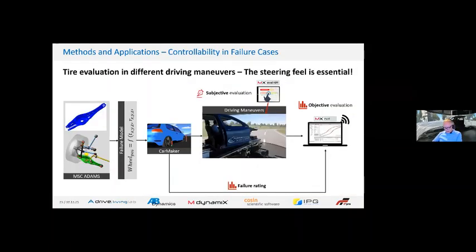Another interesting use case is the controllability in failure case. I would say this is cooperation with Volkswagen, I can say, because we have done 2 publications for that. They always have the question, even if a certain part fails, does the driver recognize that? And is the car controllable? And this is difficult to test under real conditions. On one hand, it's dangerous for the test driver, and on the other hand, this is not holistic enough.